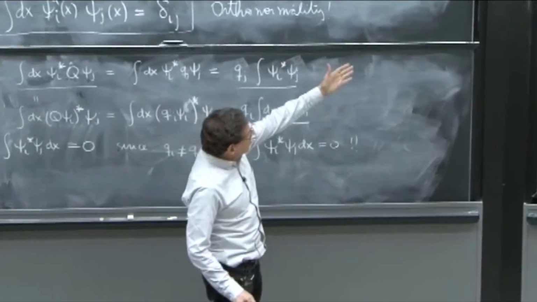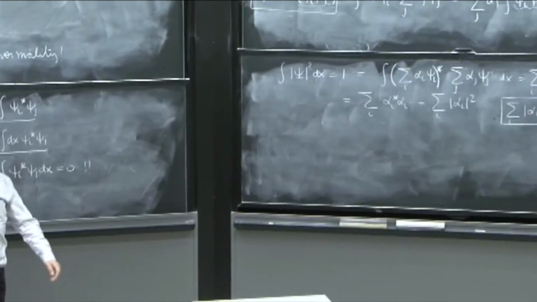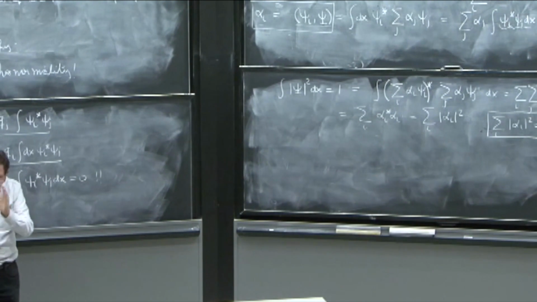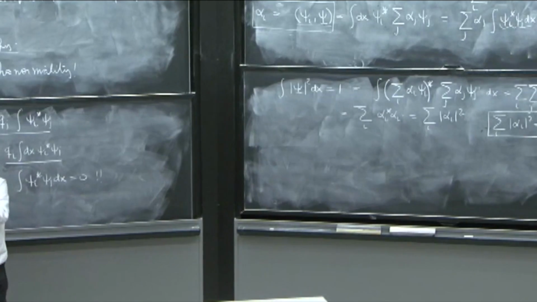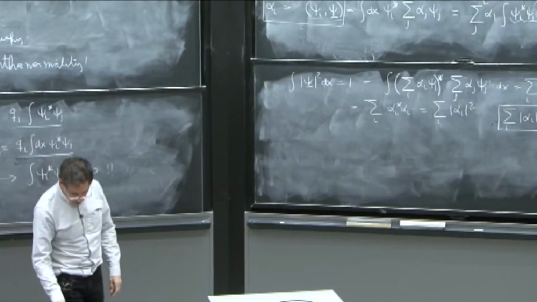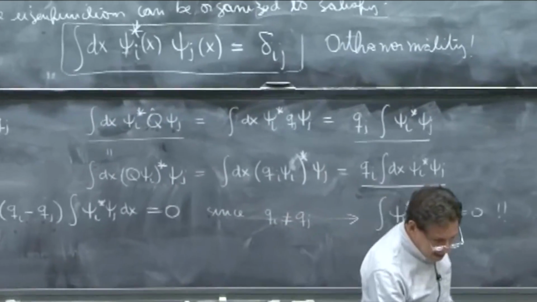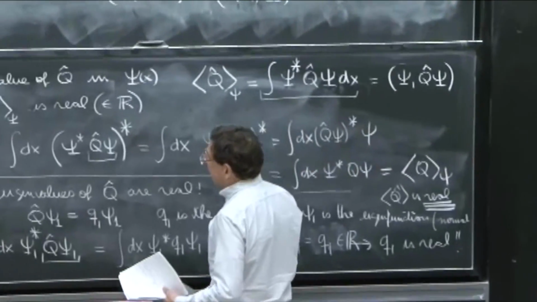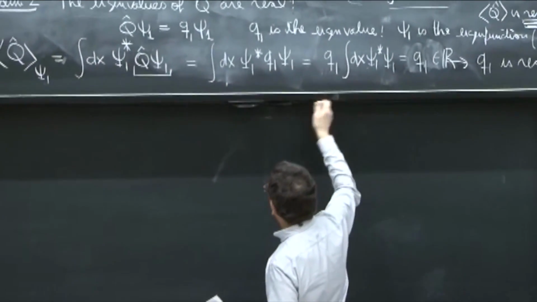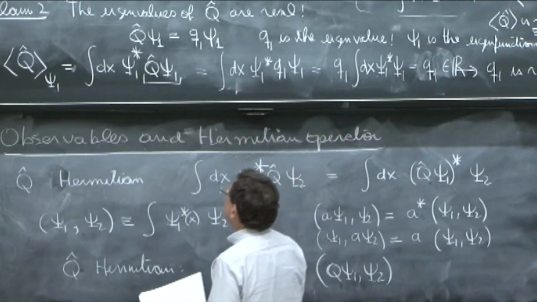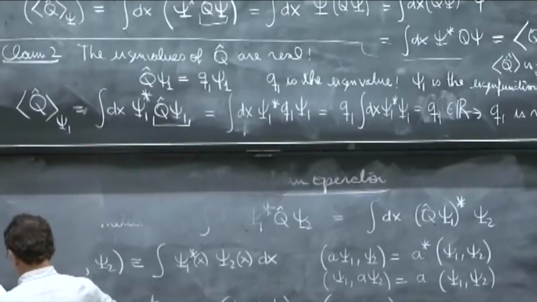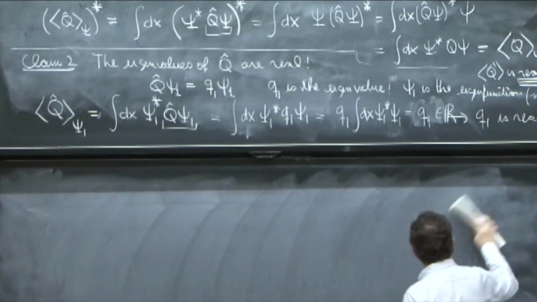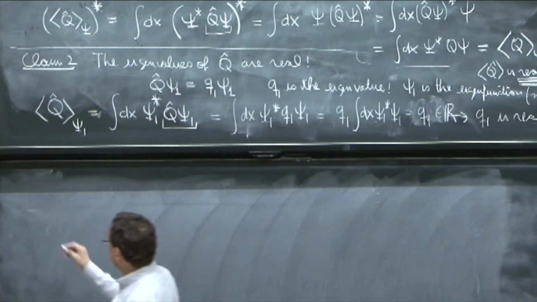So there you go. This is how you expand any state in the collection of eigenfunctions of any Hermitian operator that you are looking at. Okay, so finally we've done all the work necessary to state the measurement postulate. How do we finally measure? So here it is. Measurement postulate.